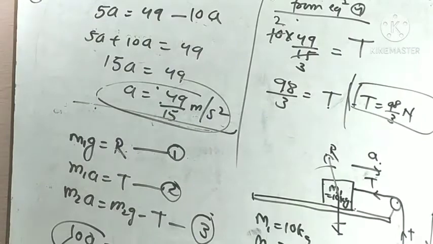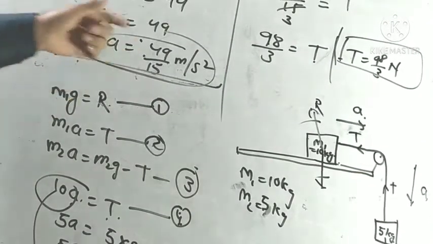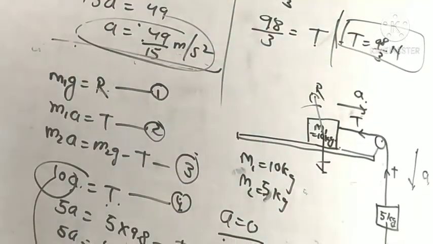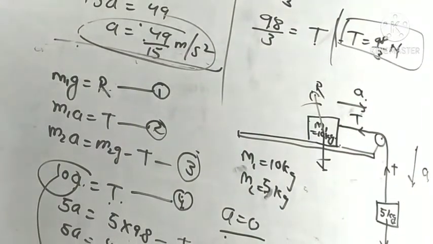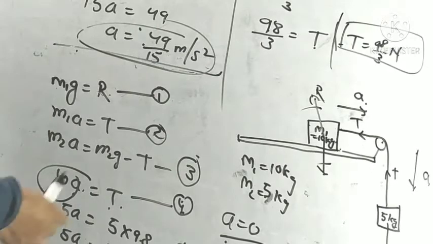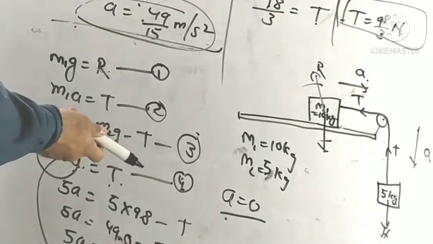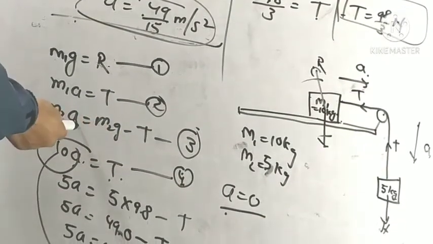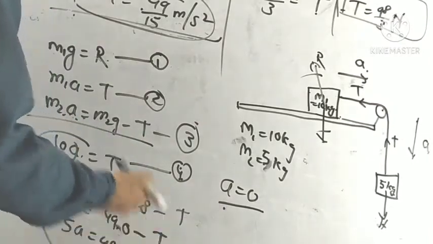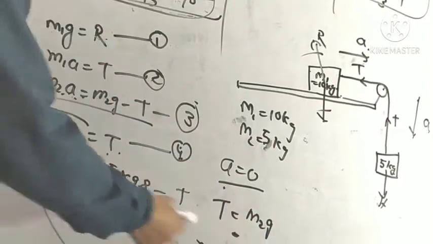So now the second part. When the system comes to rest, then acceleration will be 0. And so what will be the tension in the string? We put the value of acceleration A is equal to 0 here, so tension T in the string will be M2G, I mean 49 Newton.